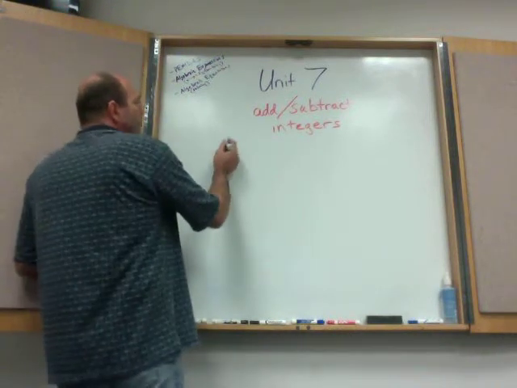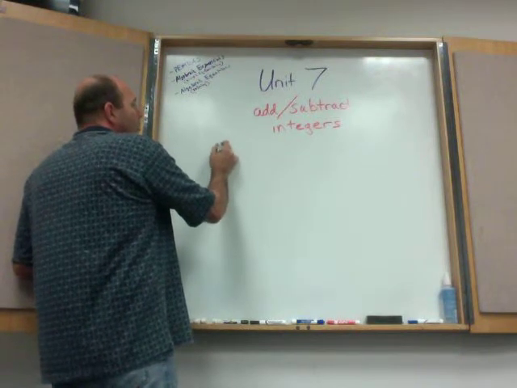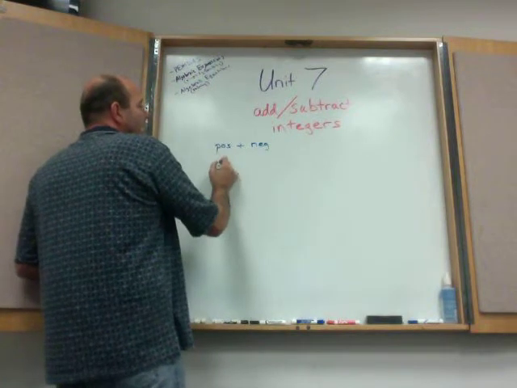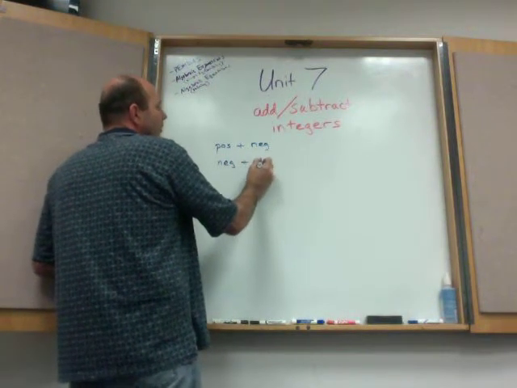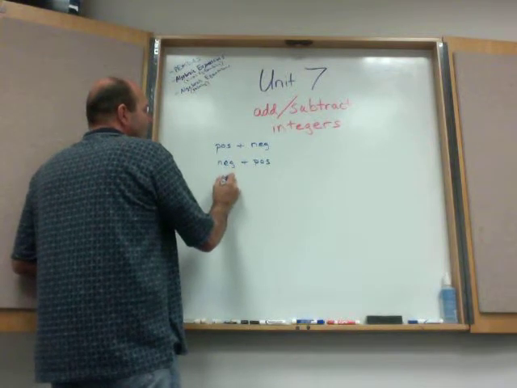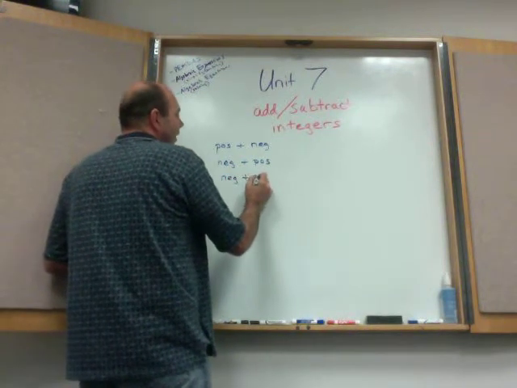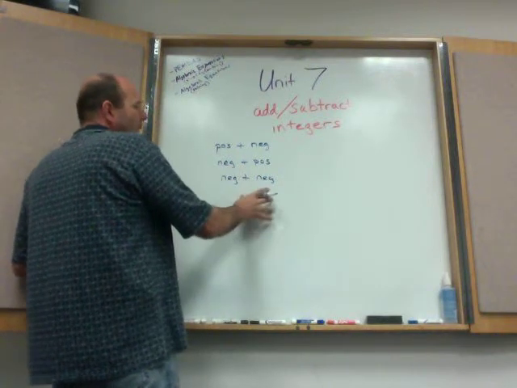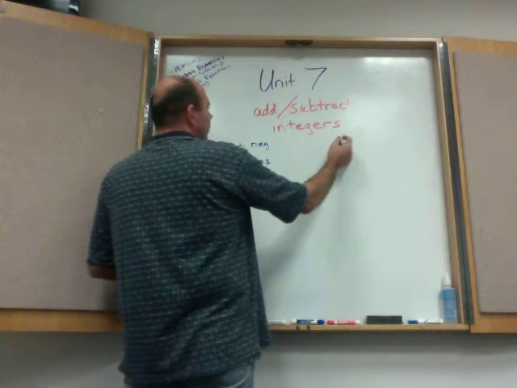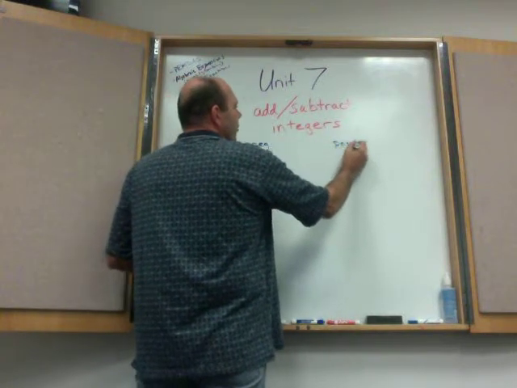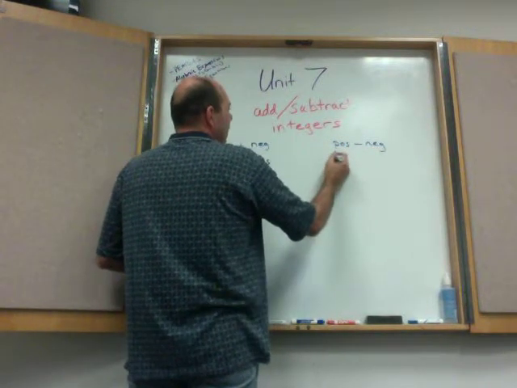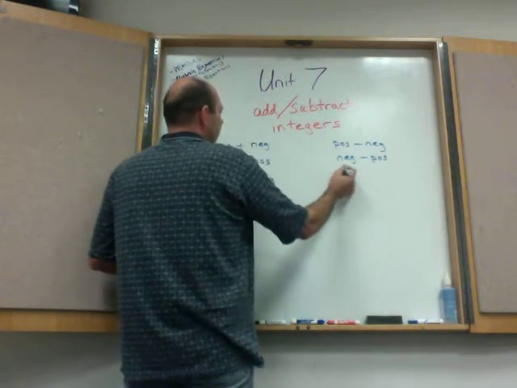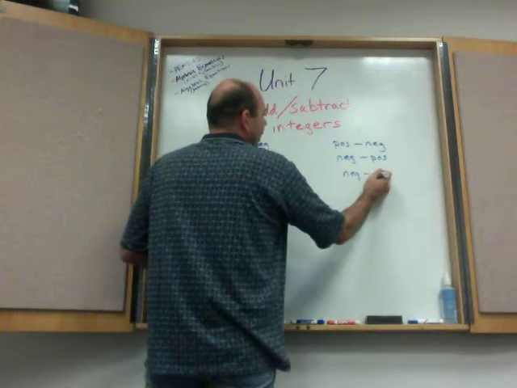You can either have positive plus a negative, negative plus a positive, or a negative plus a negative. You can have positive and positive. I said I'm not going to cover those. We also have positive minus a negative, negative minus a positive, and negative minus a negative.